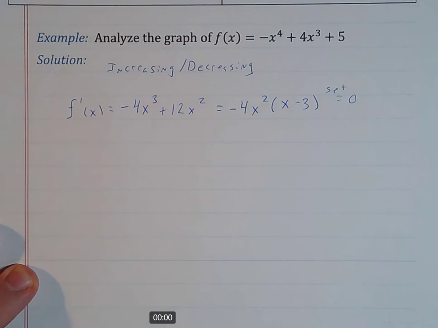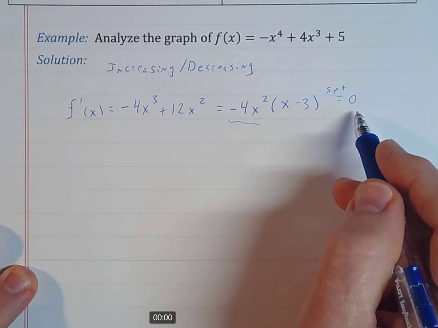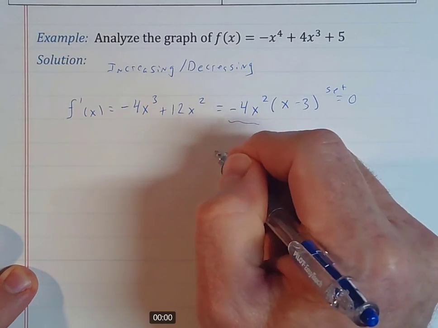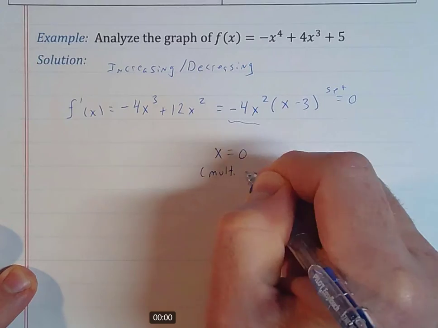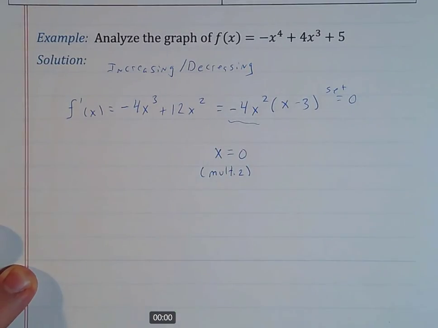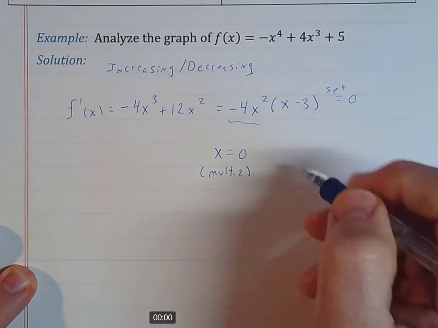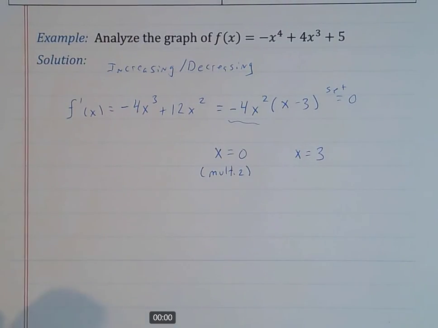And it looks to me like from here I'm going to get x equals 0. But remember, that's an x squared, so that's actually with multiplicity 2. So I've got x equals 0 with multiplicity 2. And if I set x minus 3 equal to 0, that gives me x equals 3, and I know that's with multiplicity 1. We usually don't write that.